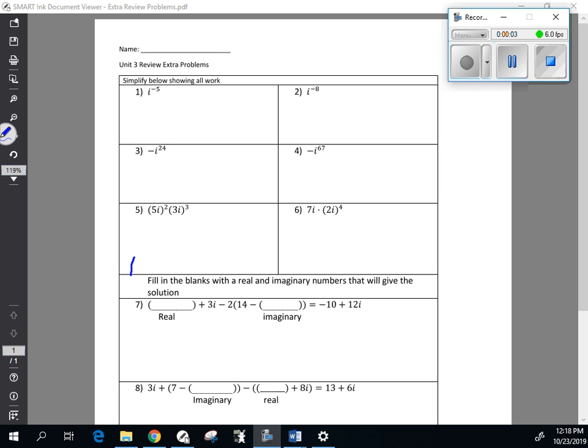We'll be going over these extra review problems. I'm going to change the problems a little bit to parallel what you're going to see on the test a little bit more. So the first thing I'm going to do is change this i to the negative 5 for number 1. I can actually change it to i to the negative 6. Okay, so change that to i to the negative 6.